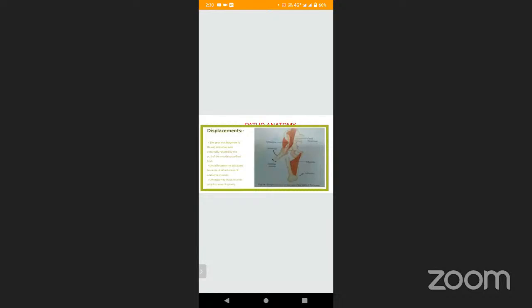So when there is a fracture, what happens to the proximal fragment? The iliopsoas is attached to the lesser trochanter, and the abductors are attached to the greater trochanter. The iliopsoas is a strong flexor of the hip. So the proximal fragment goes into flexion because of the unopposed action of the iliopsoas.